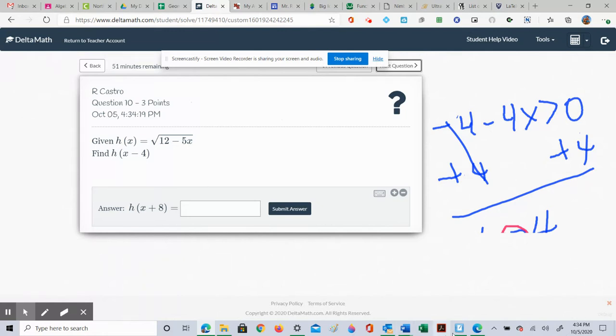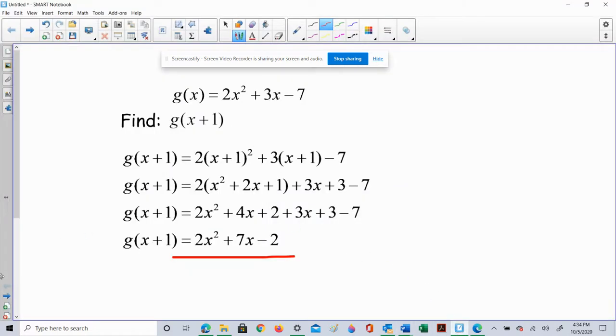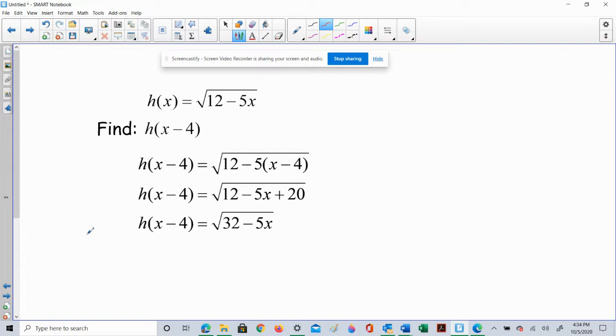Same process. h of x is 12 minus 5x. Find h of x minus 4. 12 minus 5, replace the x with x minus 4. Distribute. Negative 5x plus 20. 32 minus 5x. Square root of 32 minus 5x is our answer.